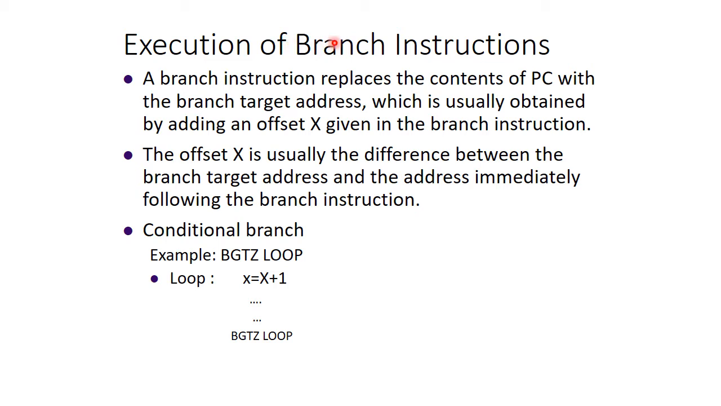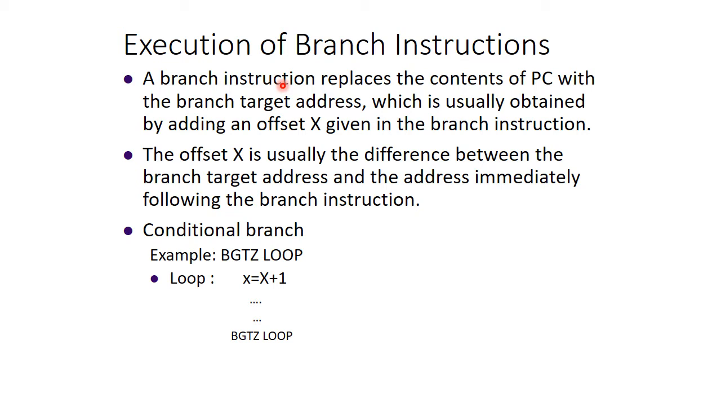Execution of branch instruction. Branch instruction execution depends on the condition of the branch instruction. So for the execution of branch instruction, the program counter should be updated depending on the branch target address location. That is done by adding the difference between the branch target address and the program counter's current content. This difference is taken as the offset. That means the offset will be the difference between the branch target address and the current program counter content.